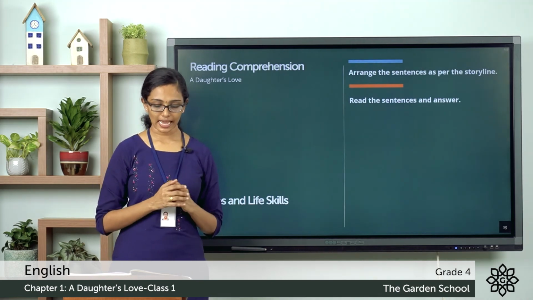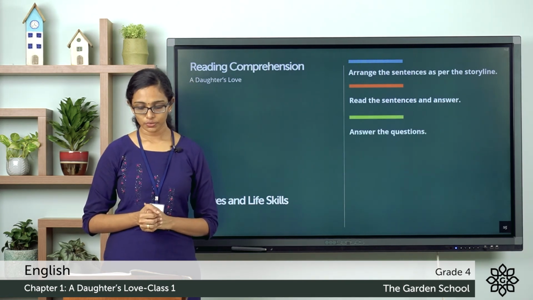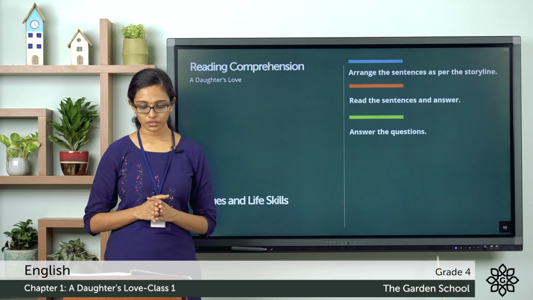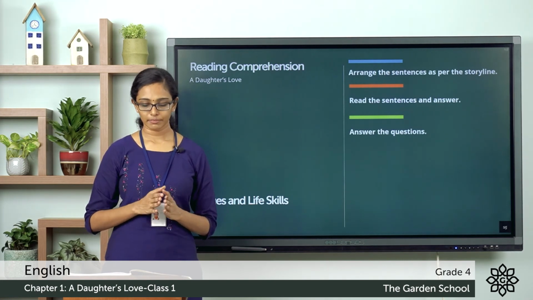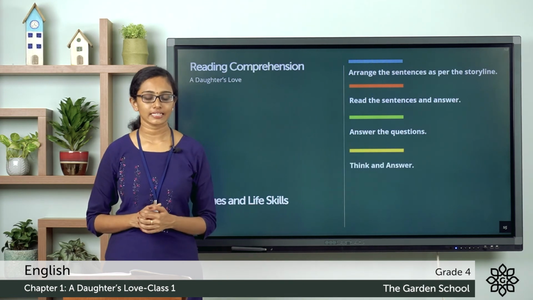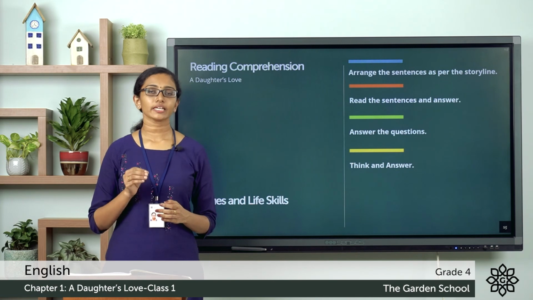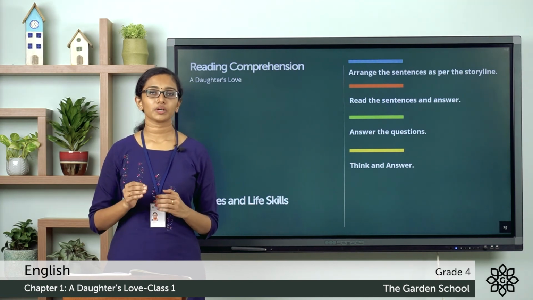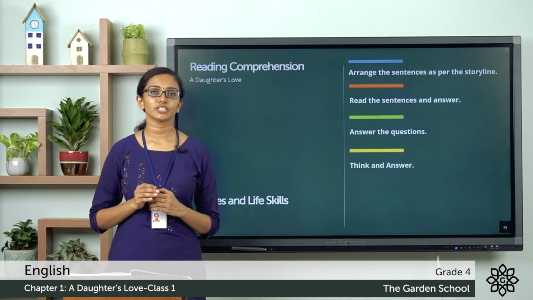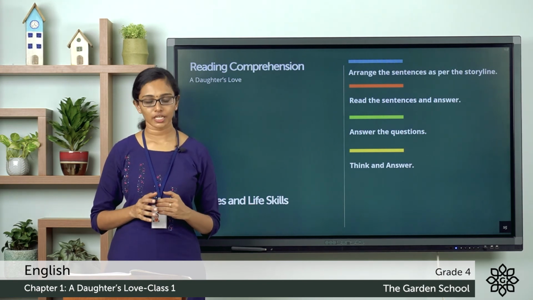Now the next section is answer these questions. Here also you can see 4 questions. You have to find answers to these questions from the story and note them down in your notebook. Now the next section is think and answer. You can see 2 questions are given here. And you have to read each question carefully, and based on what you think, you have to answer each question in your own words. You can write down your answer in your notebook.